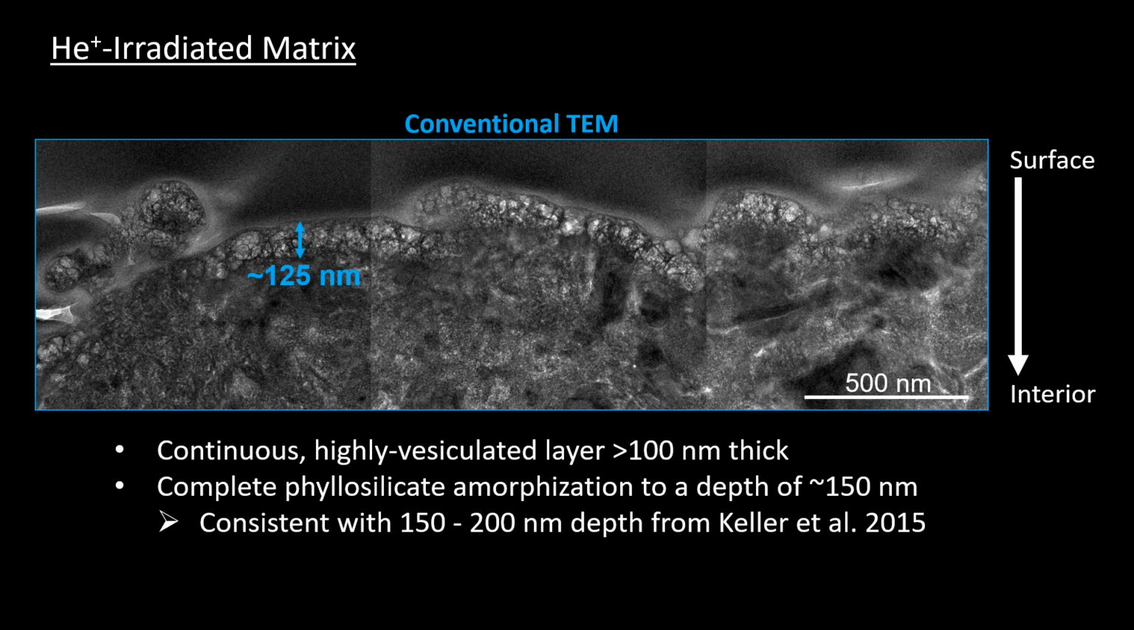Here is a mosaic of conventional TEM images from our helium irradiated matrix FIB section. There is a continuous, highly vesiculated layer at the surface, which is consistently greater than 100 nanometers in thickness. It is characterized by large vesicles, which are the white blobs in the image, which can reach up to 120 nanometers in length. High-resolution imagery suggests that helium irradiation completely amorphizes phyllosilicates in the matrix up to a depth of around 150 nanometers, which is similar to what was observed by Keller et al. 2015.